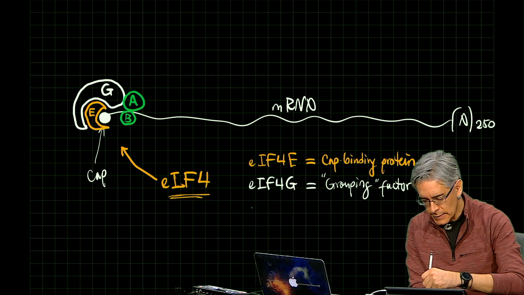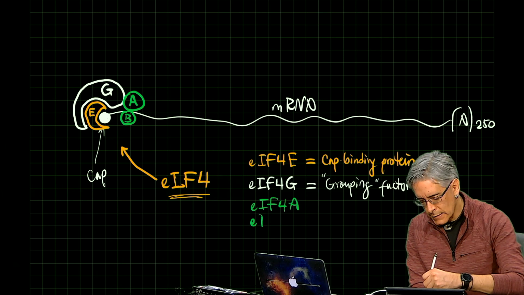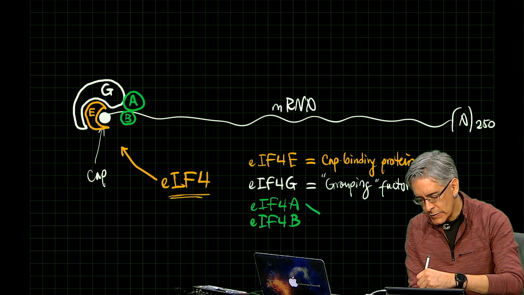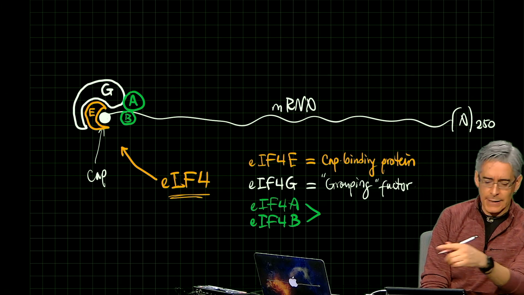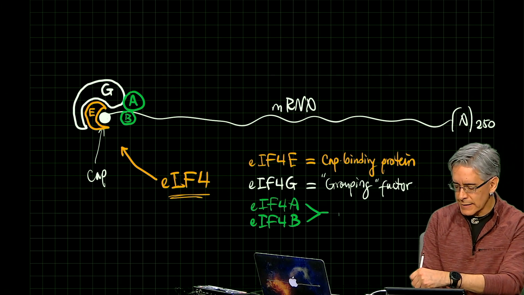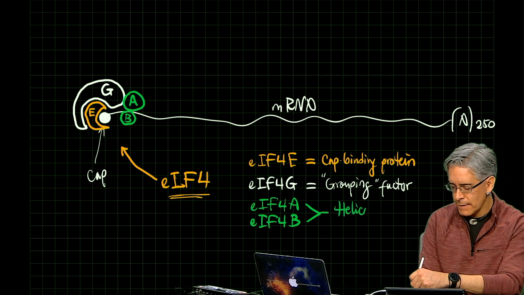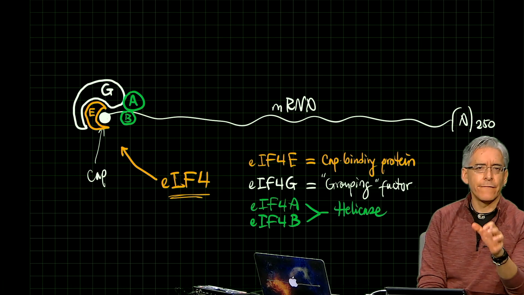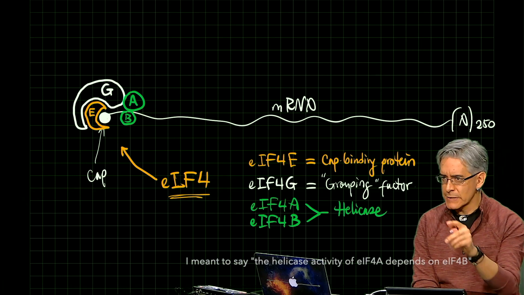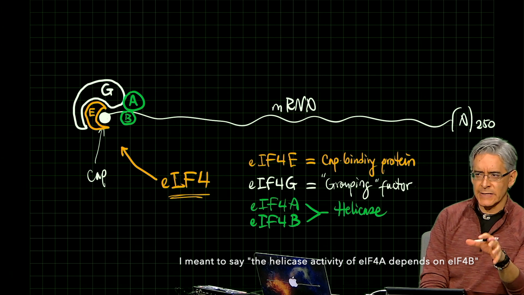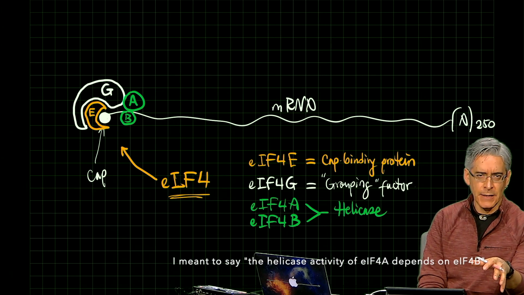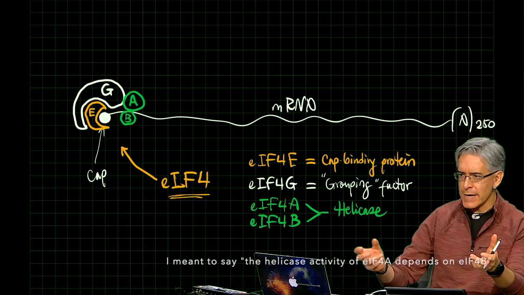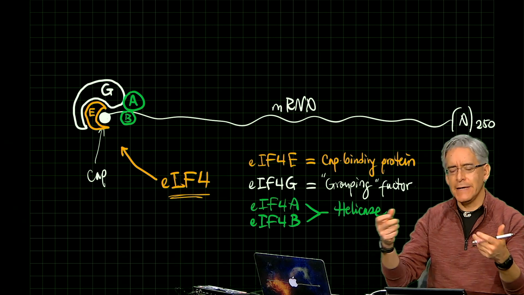So eukaryotic initiation factor 4A and eukaryotic initiation factor 4B. Now, these two, actually 4A specifically, is a helicase. But the helicase activity of 4A depends on the presence of 4B, which facilitates its helicase activity. So together, 4A and 4B provide the role of a helicase.